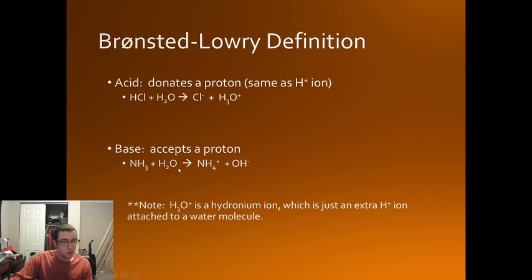Whereas here, this H2O is going to be a Bronsted-Lowry acid because it started as H2O and ended in OH minus. The difference there is it lost an H and it lost a positive. So that means it lost a proton. Therefore, Bronsted-Lowry acid.